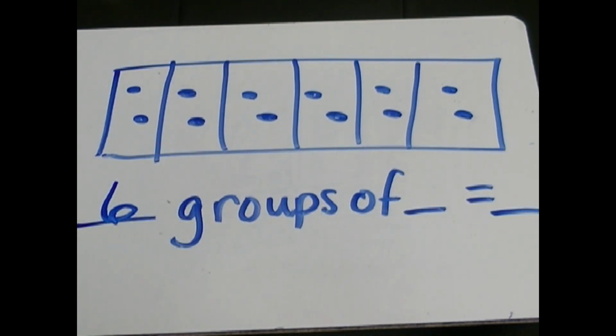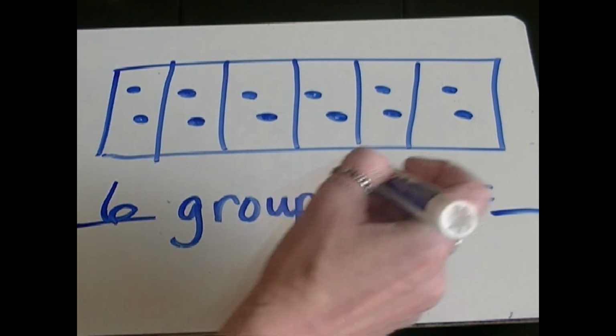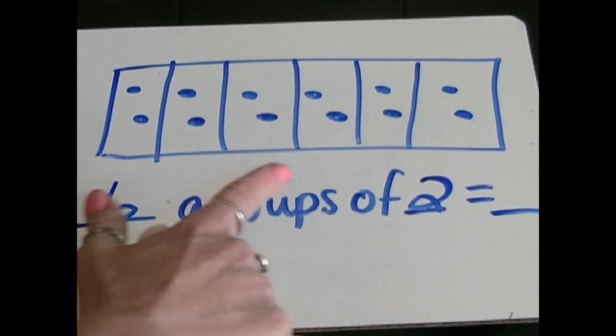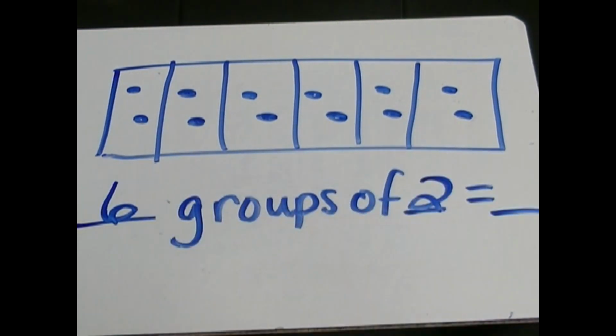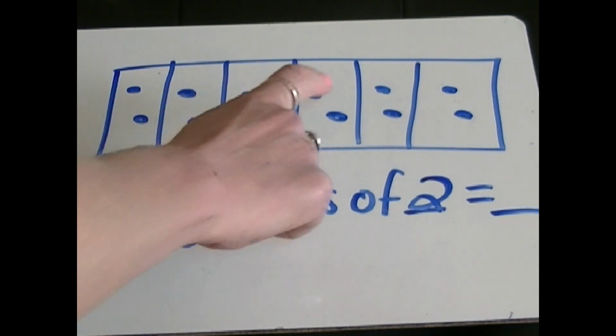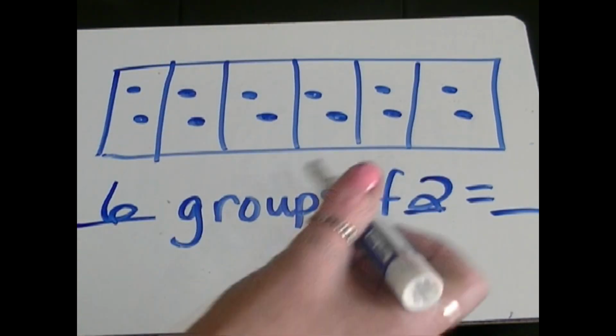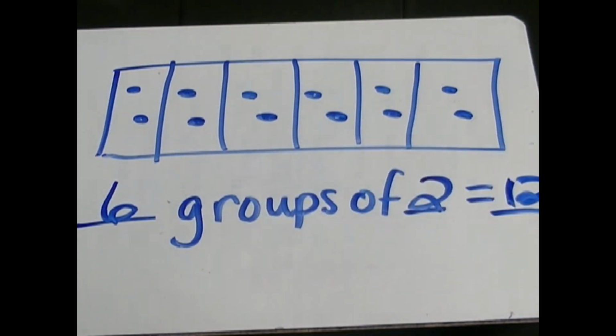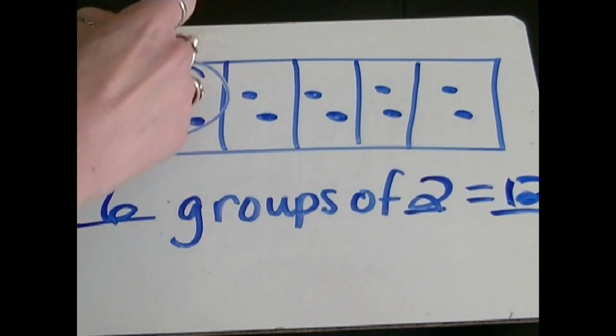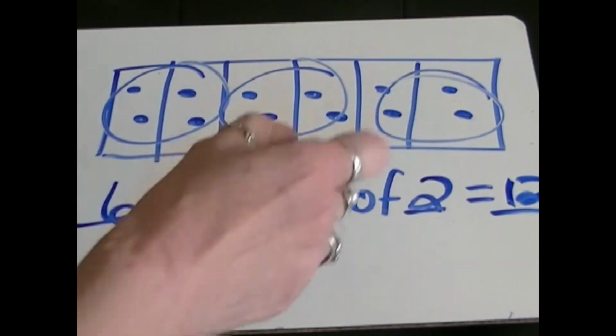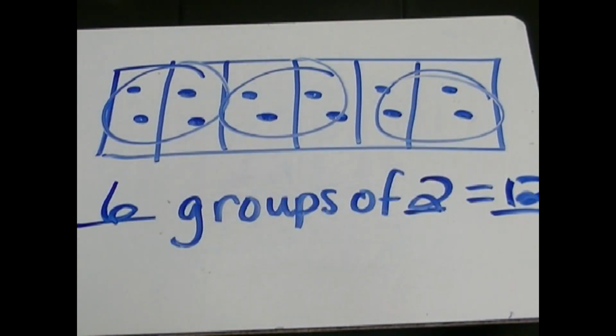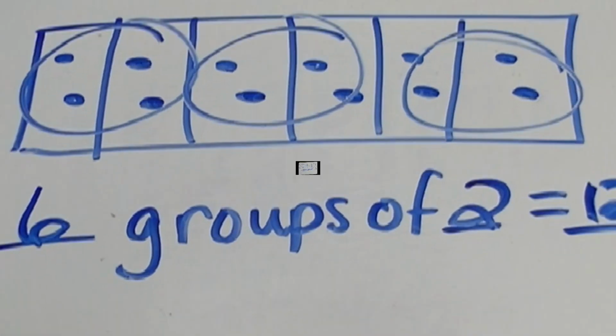Now it says 6 groups of blank. Well, how many are in each group? That's pretty easy to see. There are 2 in each group. So my 2 goes here. 6 groups of 2 equals what? Well, you can do a lot of different things to solve this. You can count by 2s. 2, 4, 6, 8, 10, 12. Or you could say, ooh, that's 4, and that's 4, and that's 4, and you could add them up with 3 groups of 4. It doesn't really matter as long as you get the answer of 12.